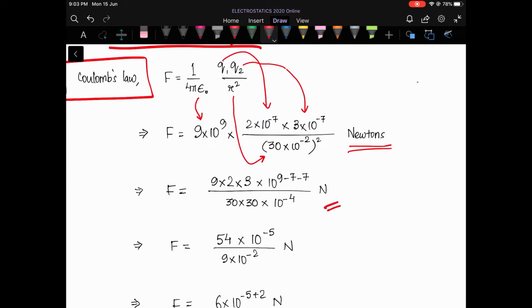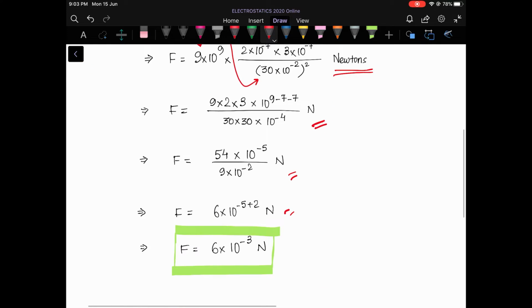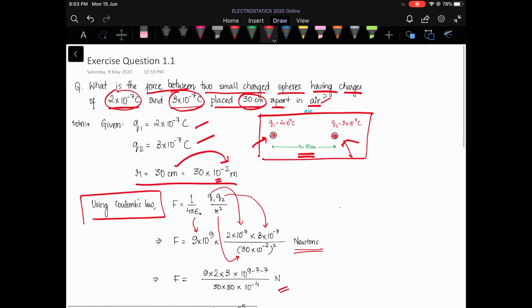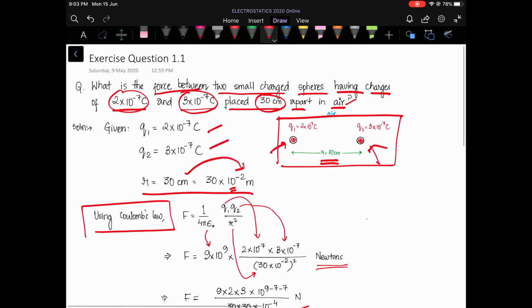Here I do not need to speak much, you just check the steps. Finally we are going to get a value of around 6 into 10 to the power minus 3 newtons. So we have calculated the force between the 2 point charges. Charges were given, the distance was given, and even the medium was mentioned. If in case they do not mention the medium in the question, then by default you can take it as air.